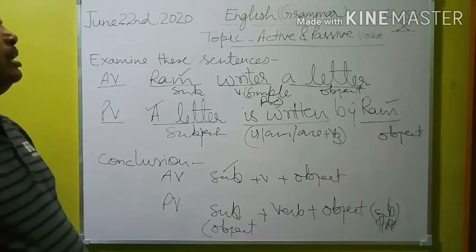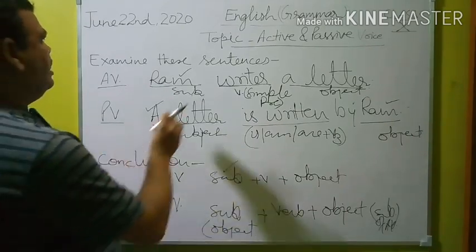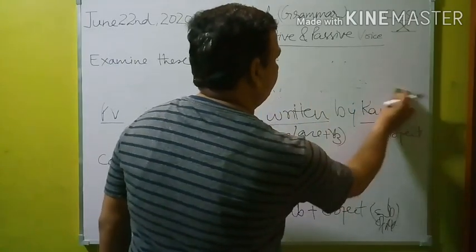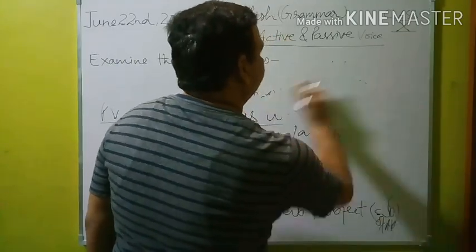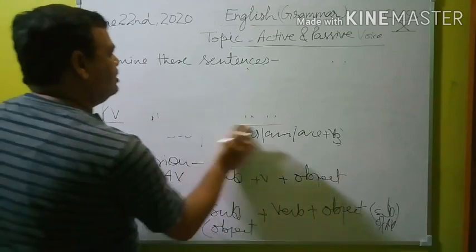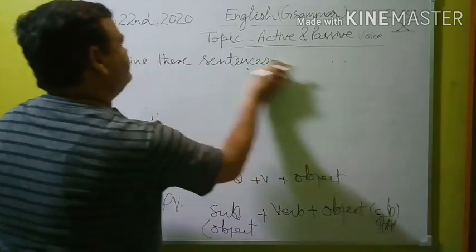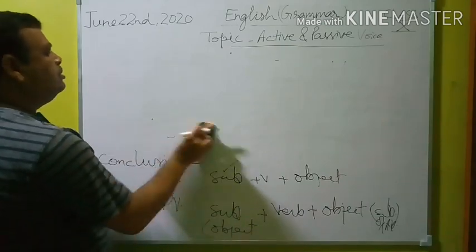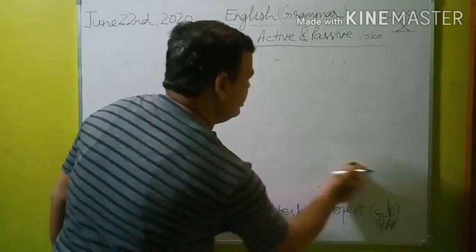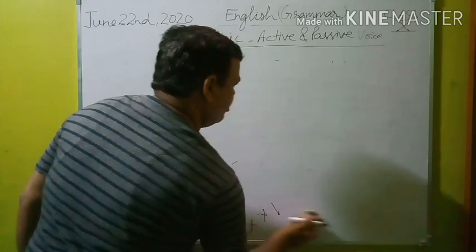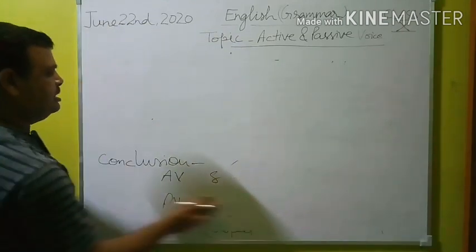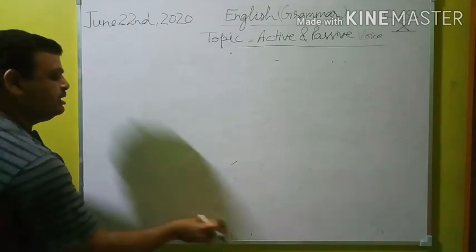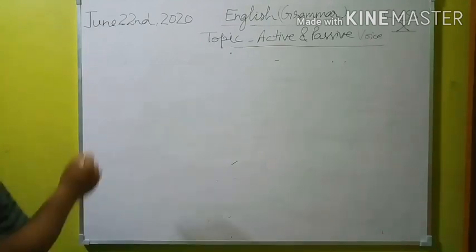Now I would tell you that there are 12 tenses in English. You are all familiar with it, and out of these 12 tenses, only 8 tenses can be changed into passive voice. Remaining 4 tenses cannot be changed into passive voice. So I would tell you the names of the tenses first of all that cannot be changed into passive voice.